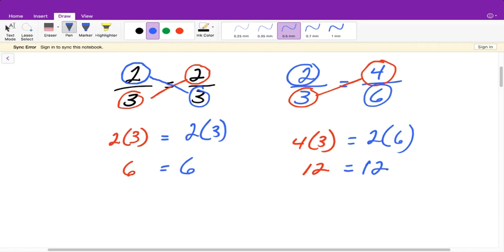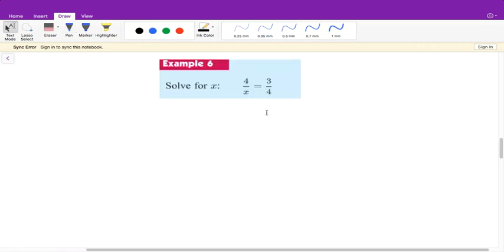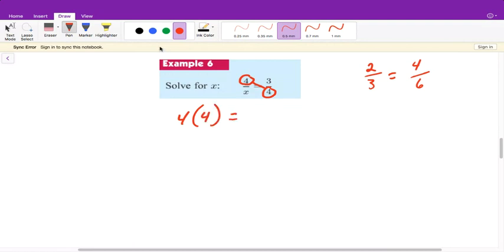Let's go through a couple examples thinking about this. The first example is 4 over x is equal to 3 over 4. Unlike the other ones where we could reduce 4 over 6 to see if they are the same, we can't reduce this because we don't know what x is. But when we have two fractions that are equal, this is actually called a proportion, and we can multiply our numerator with the opposite denominator. So 4 times 4, and then we multiply the other numerator with the other denominator, which is equal to 3 times x.